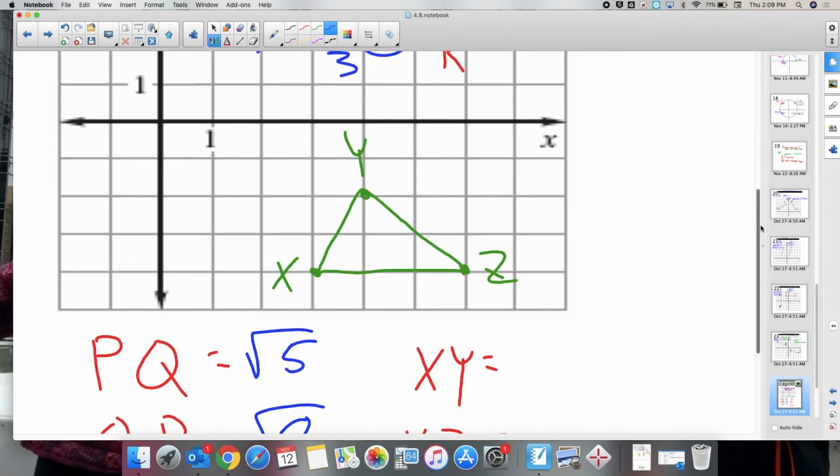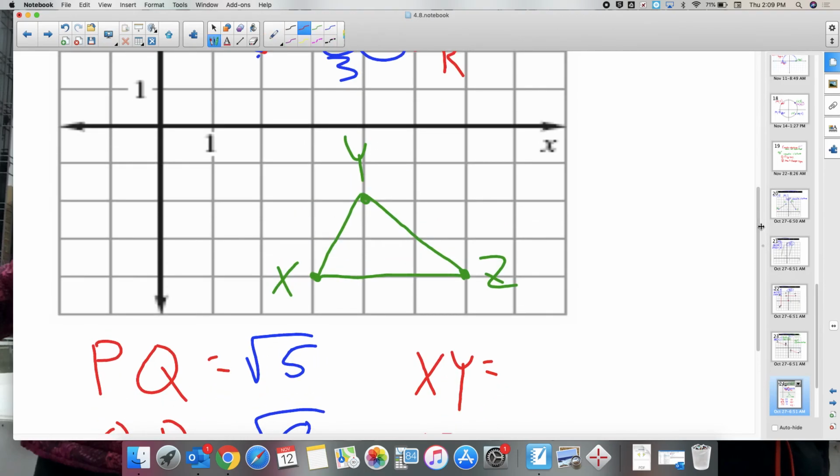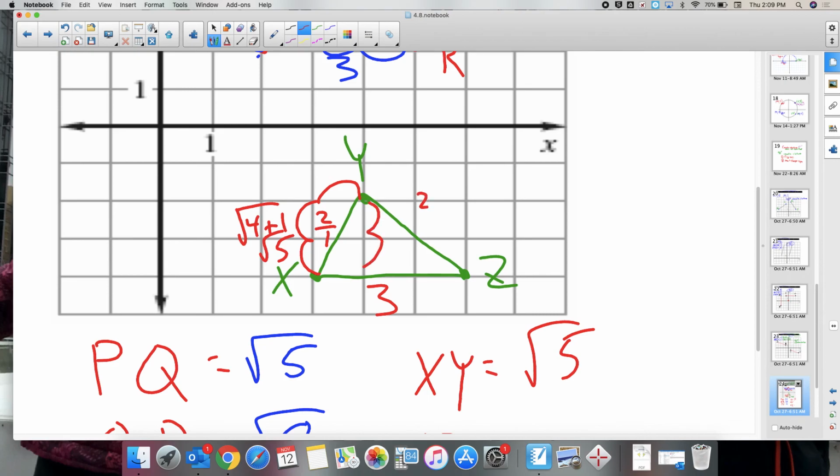For triangle XYZ then, XZ is 3. It's a horizontal line. XY has a slope of up 2 and right 1. So 2 over 1. 2 squared is 4. 1 squared is 1. So you get the square root of 5. For YZ, we go down 2. We go right 2. Negative 2 squared is 4. 2 squared is 4. Add them together and we get the square root of 8.